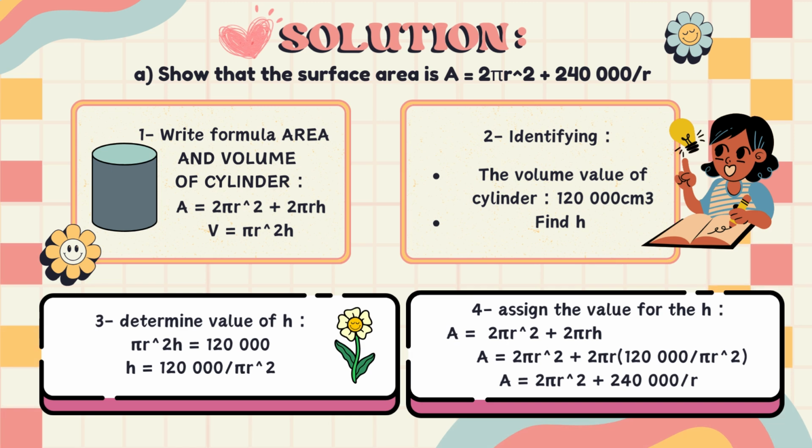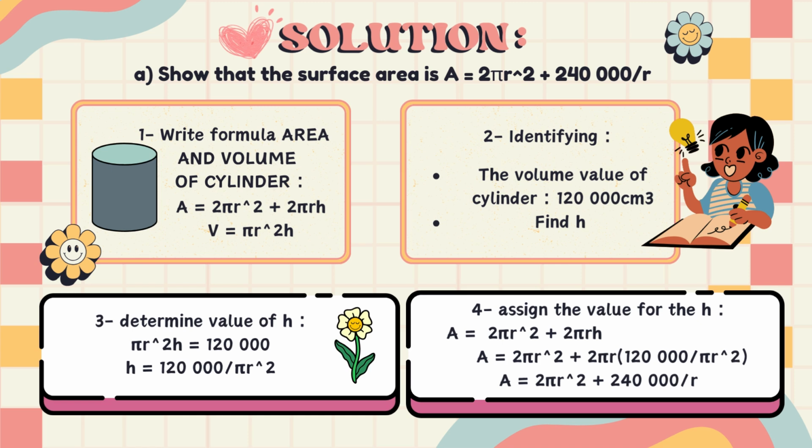Okay, for the solution to question A, show that the surface area A equals 2 pi r squared plus 240,000 over r. For the first step, we need to know what formula to use for the question and write the formula first. We use the formula for the area of a cylinder, A equals 2 pi r squared plus 2 pi r h, and the volume of the cylinder formula, V equals pi r squared h. Why do we use these formulas? It is because we need to show that with these formulas we can get the given surface area, the same as in the question.